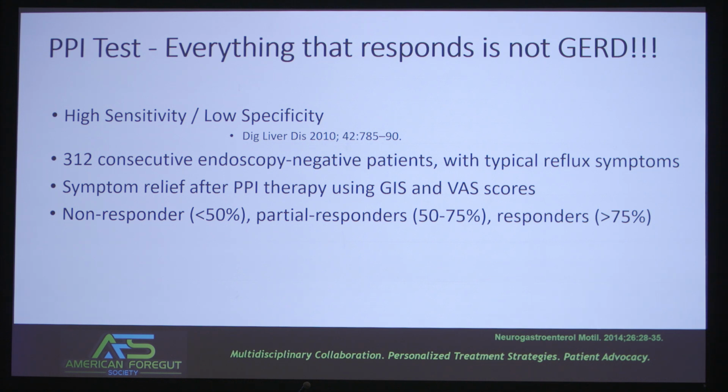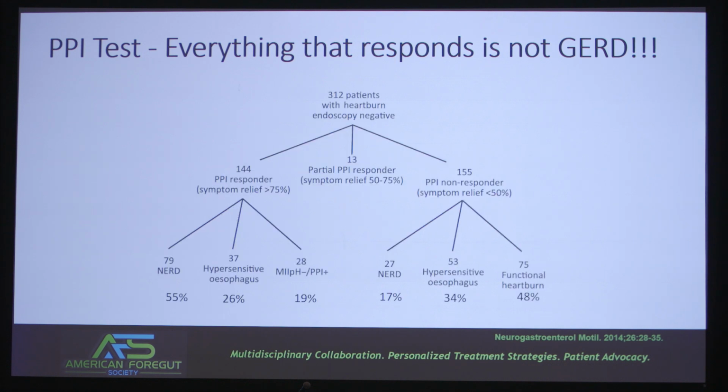So this is a study, and there are multiple studies, where they took 312 consecutive patients with negative endoscopy and typical reflux symptoms, and they actually objectively measured their symptom response, which we never do in practice, yet we use symptom response to guide our therapy. They divided them into non-responders, which is less than 50% response on the GIS or VAS score, 50 to 75%, and then greater than 75% response. And this is what we see.